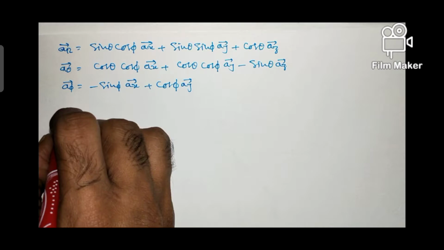First of all, let me write down the three unit vectors in the spherical coordinate system that we derived in part 1 of this topic. We have the three unit vectors: a_r bar is equal to sin theta cos phi a_x bar plus sin theta sin phi a_y bar plus cos theta a_z bar, and a_theta bar is equal to cos theta cos phi a_x bar plus cos theta sin phi a_y bar minus sin theta a_z bar, and a_phi bar is equal to minus sin phi a_x bar plus cos phi a_y bar.